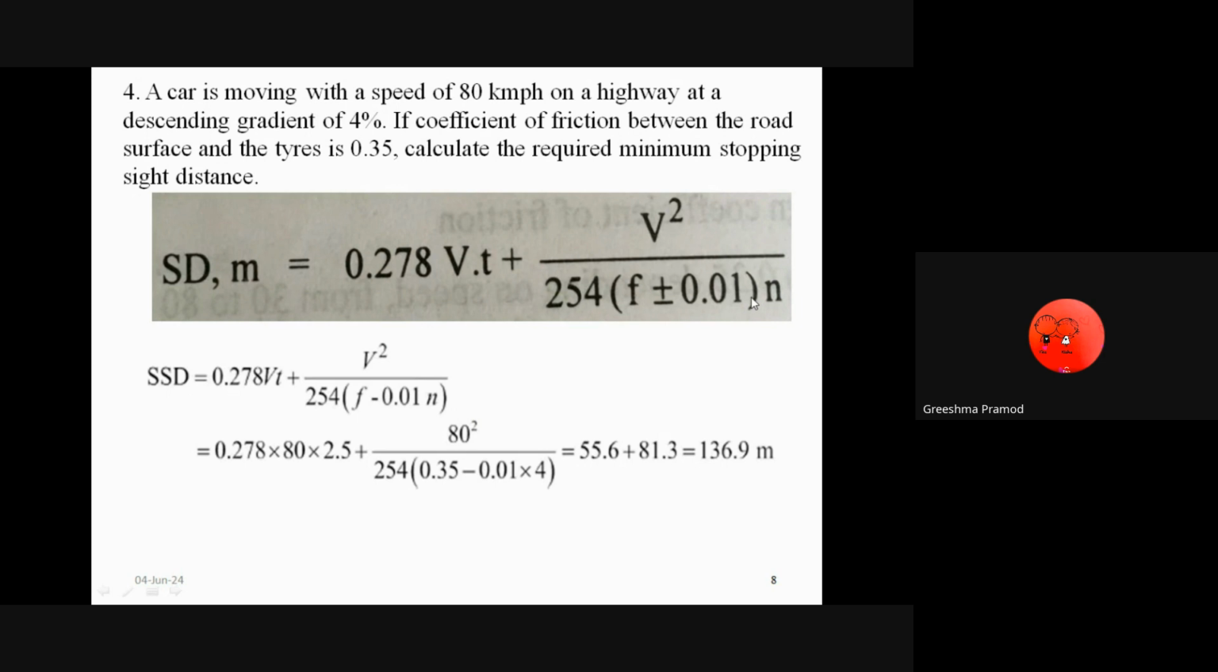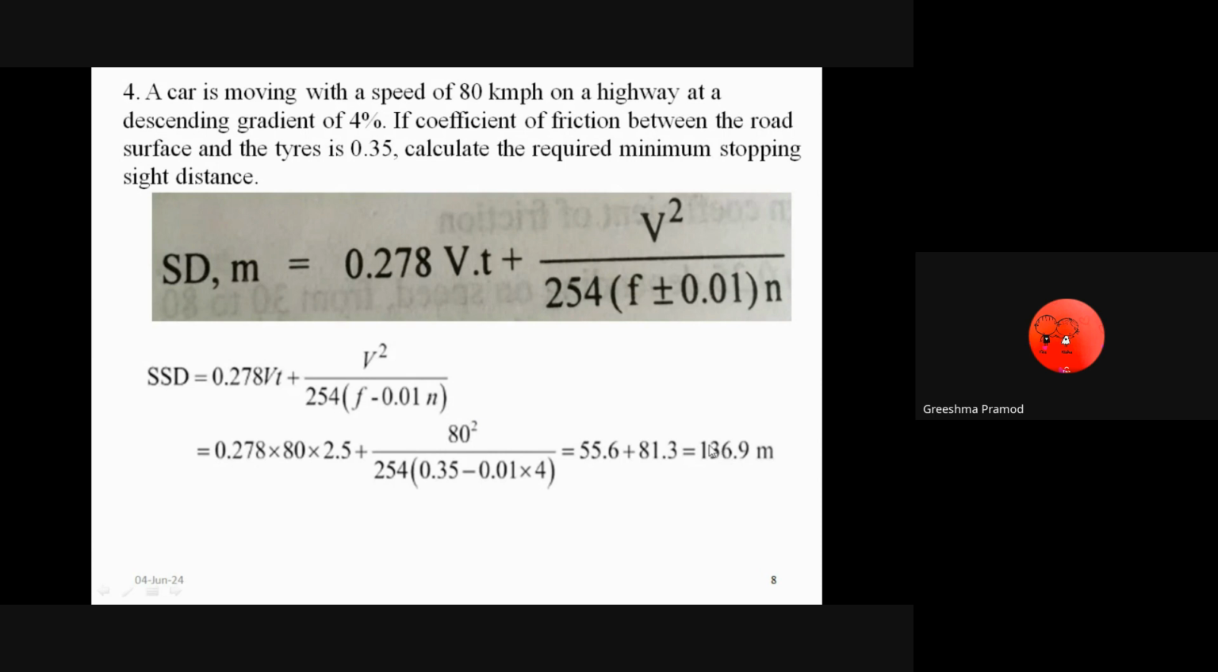Here n indicates the gradient which is given to you as 4, so you need to multiply 0.01 into 4. Here a descending gradient is given, so you need to use minus. If it is ascending, you need to use plus. So SSD is 0.278 into 80 into 2.5, plus 80 square divided by 254 into (0.35 minus 0.01 into 4). So the value we get will be 136.9 meters.